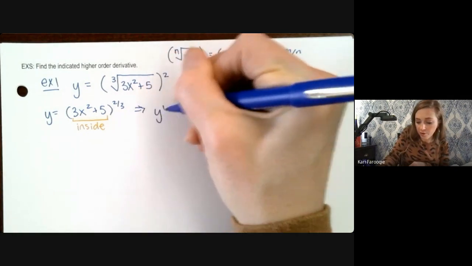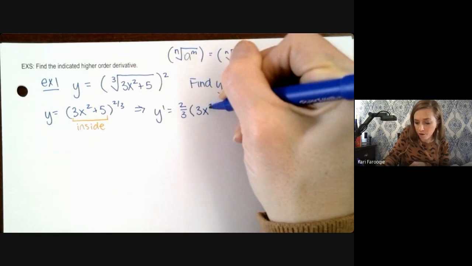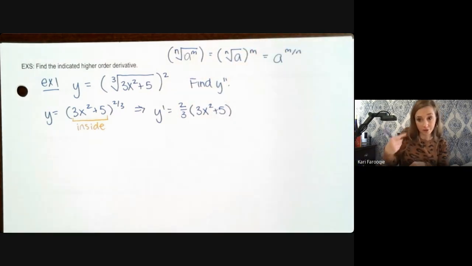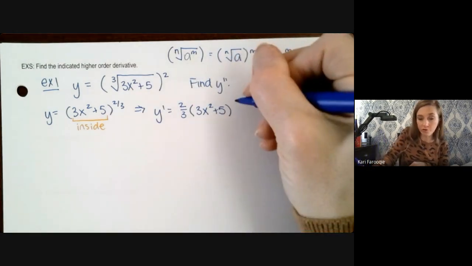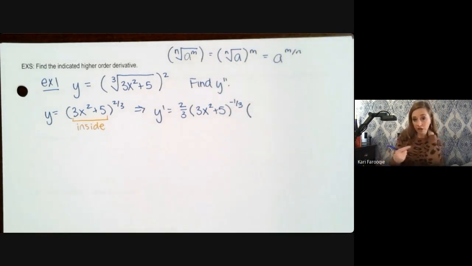So I'm going to say y prime is, I'm going to bring the exponent out front, rewrite the inside function, decrease the exponent by 1. So 2/3 minus 3/3 is negative 1/3. And then I have to chain on the derivative of the inside function.